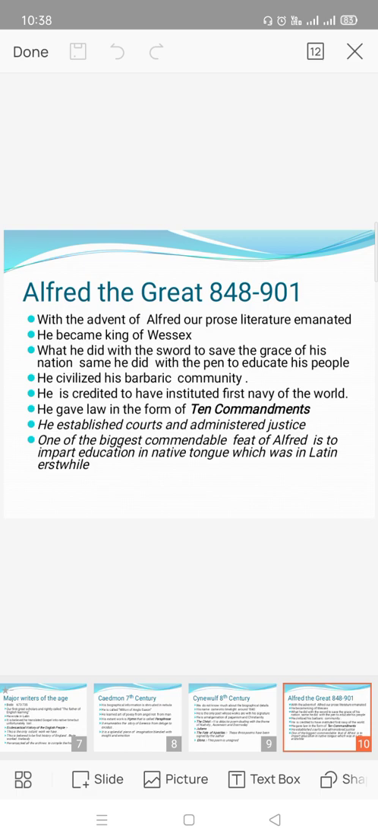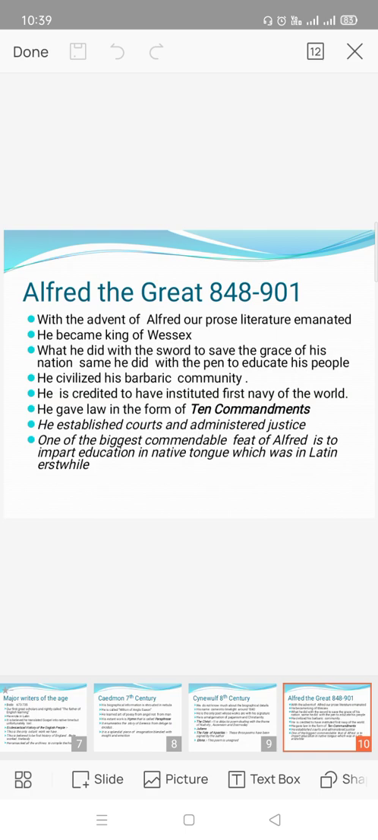But it was quite a difficult task for him to educate them morally, to teach them morality and civilize them. But he taught them civility. He is credited to have instituted the first navy of the world. A navy is a force which usually takes care of the water boundary, or the water territory, of a particular country.